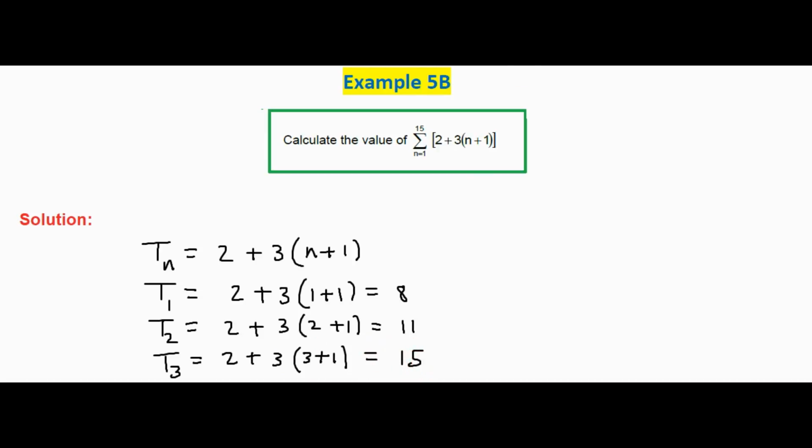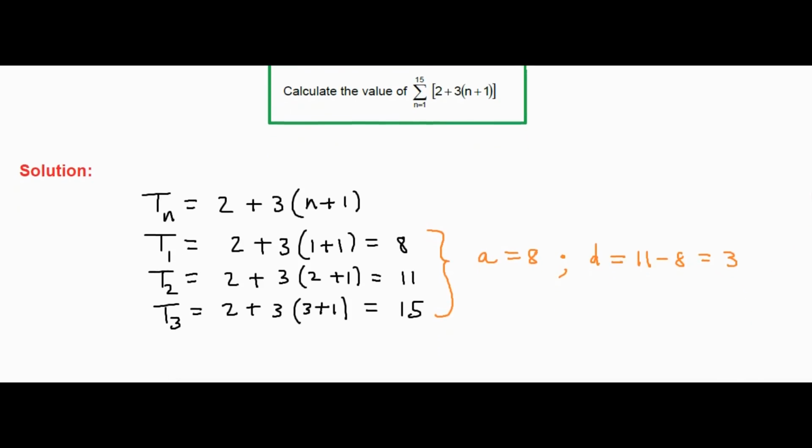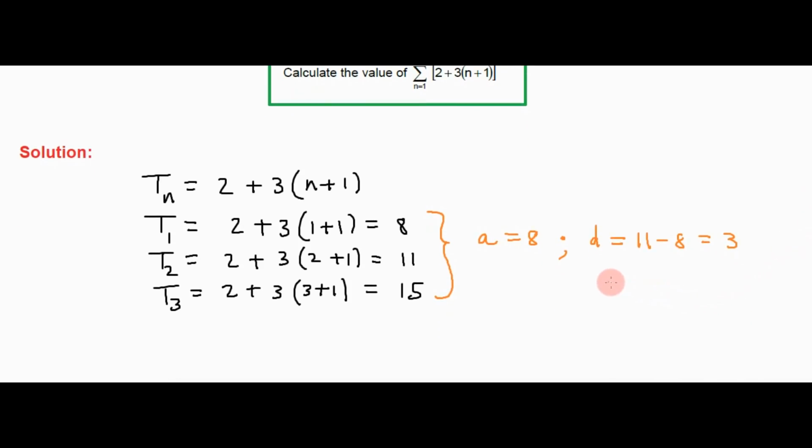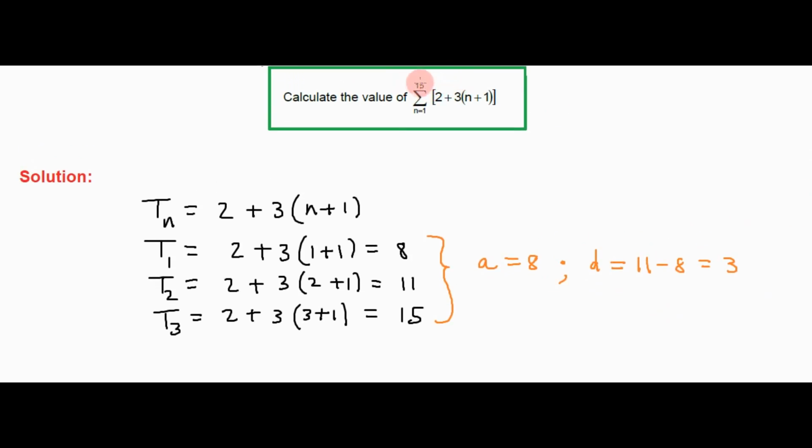From this, we can now see the values of A and D. A is the first term, and that's 8. D is the common difference, so we can take term 2 less term 1, and we see that D is 3. So now that we have the values of A and D, by the way, we also know that n is 15. The number of terms is 15.